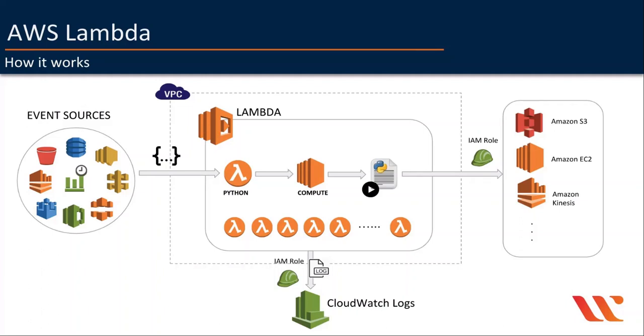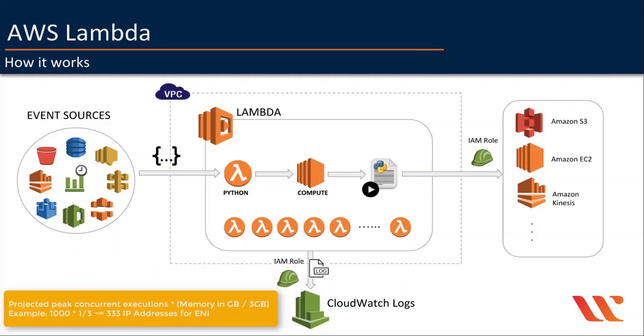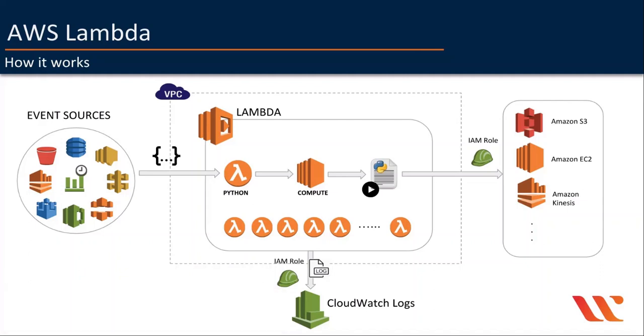You can use the following formula to approximately determine the elastic network interface requirements, which is projected peak concurrent execution multiplied by the memory you allocated divided by the maximum memory, which is 3 GB. If your VPC does not have sufficient elastic network interfaces or subnet IPs, your Lambda function will not scale as requests increase, and you will see an increase in invocation errors.